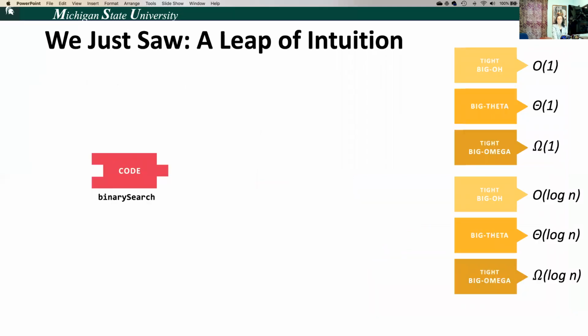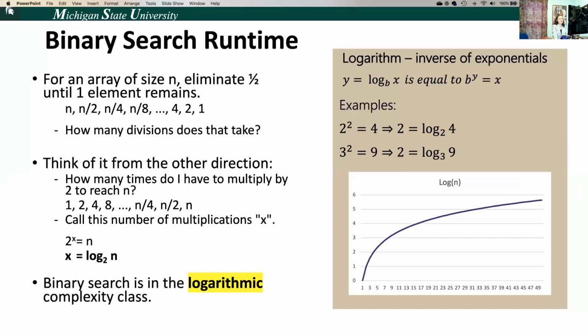So we have concluded that our code actually, in fact, grows logarithmically because I'm cutting it by half each time. And how many divisions do I have to make? It turns out that I can determine that by log base 2 of n.